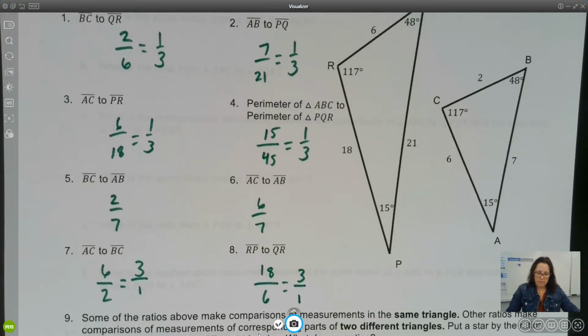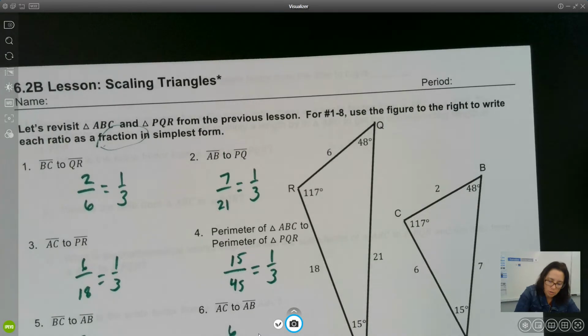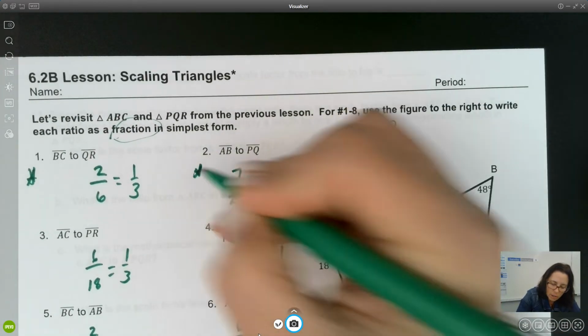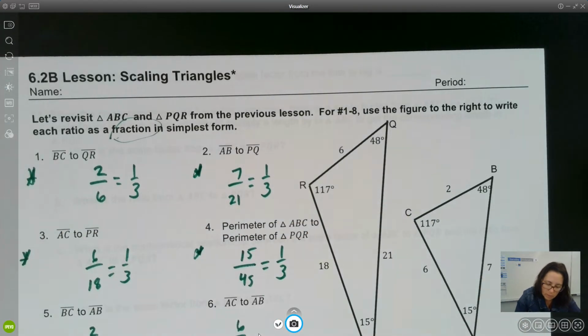All right, it says in number 9, some of the ratios above make comparisons of measurements in the same triangle. Other ratios make comparisons of the measurements of corresponding parts of 2 different triangles. Put a star by the ratios that compare parts of 2 different triangles. What do you notice? All right, so my stars are going here. There's a small one and a big one, a small one and a big one, small one and a big one, small one and a big one.